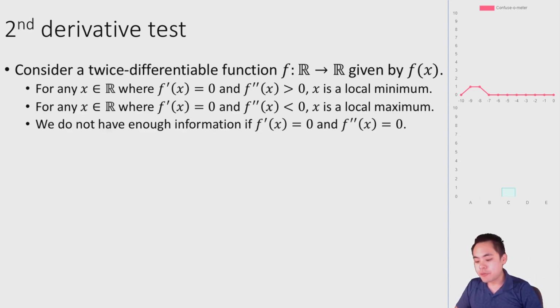Now, we don't have enough information if f prime of x is equal to 0 and f double prime of x is equal to 0, but this test allows us to very often answer the question of whether something is a local minimum or a local maximum.